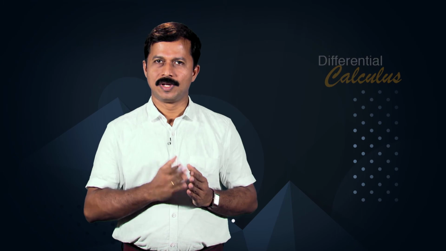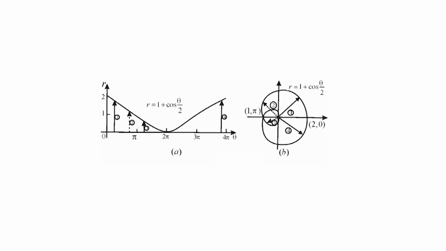As another example, we graph the curve r is equal to 1 plus cos theta by 2 using Cartesian graphs. We first graph r as a function of theta in the Cartesian r theta plane. Since the cosine has period 2 pi, cos theta by 2 has period 4 pi, and we must let theta run from 0 to 4 pi to produce the entire graph. The arrows from the theta axis to the curve give radii for graphing r is equal to 1 plus cos of theta by 2 in the polar plane.